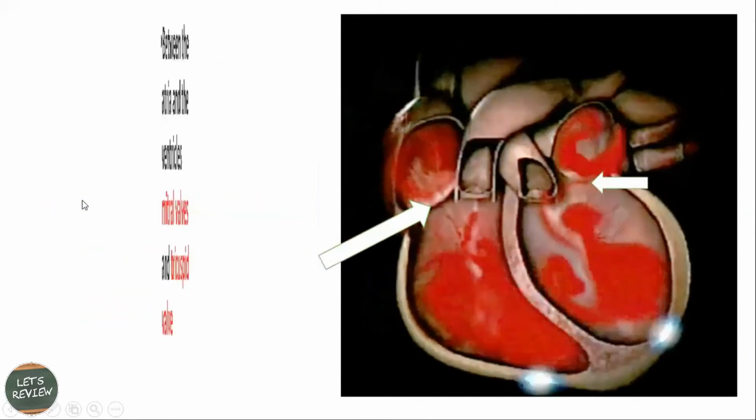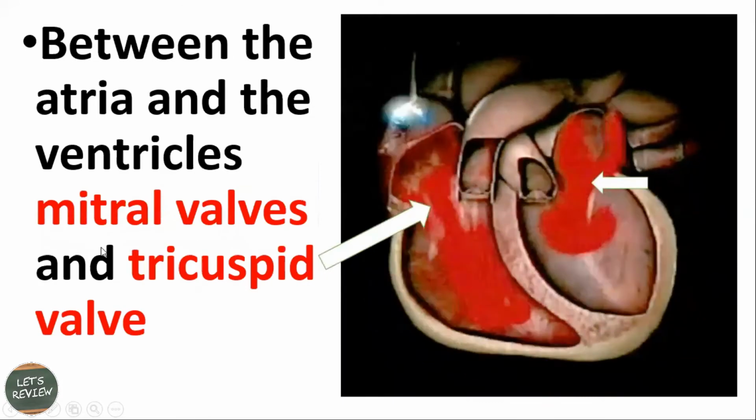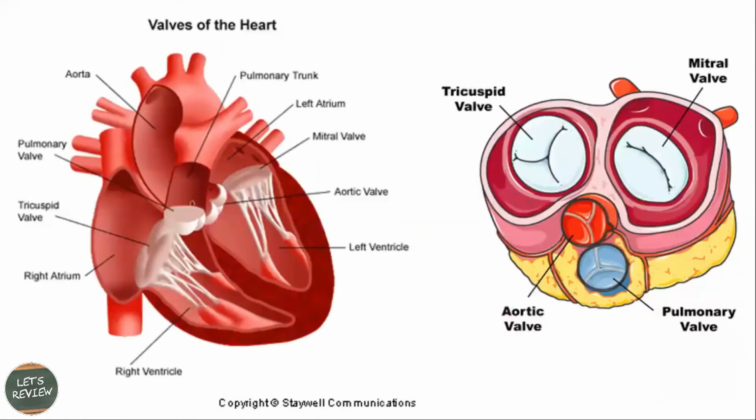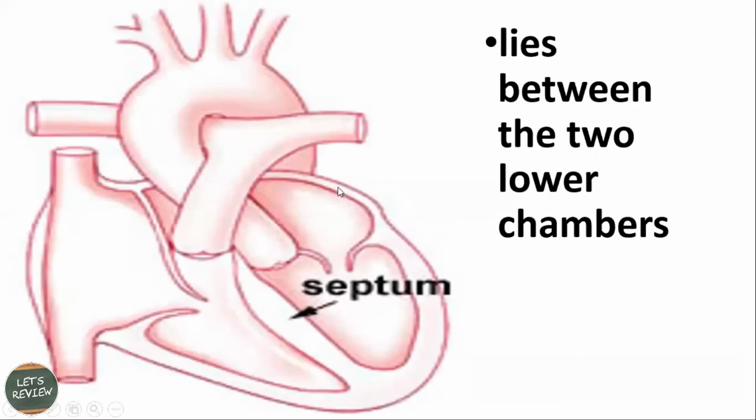And between the atria and the ventricles, where the arrows are pointing, you will see that there are the mitral and tricuspid valves. This is what they look like, and where you can find them. The valves are overlapping layers of tissue that allow the blood to flow only in one direction.